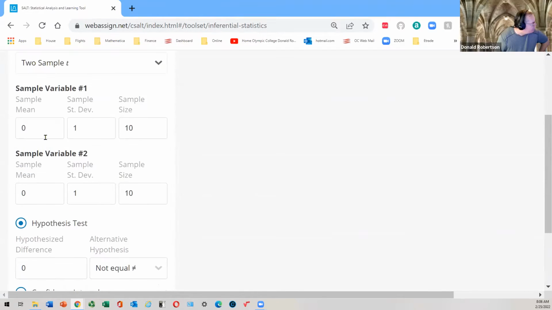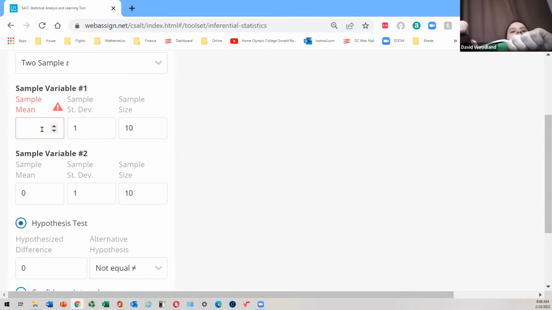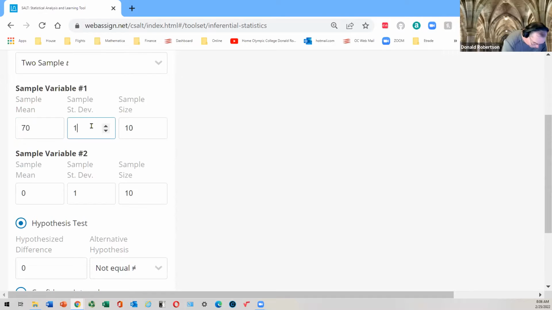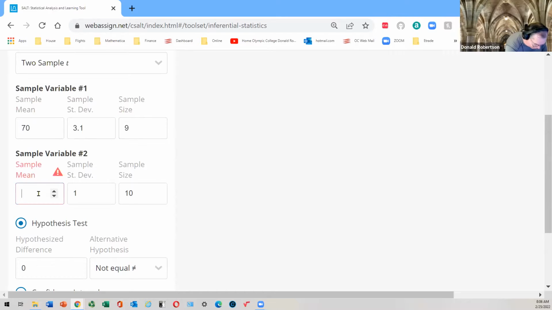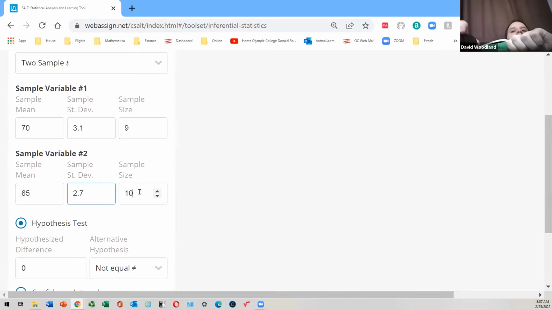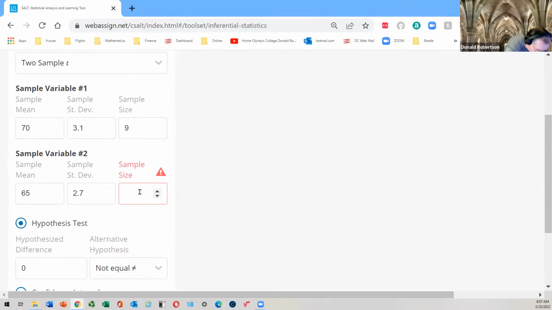I'm going to do two sample, right? And I'm just going to write down the same data that I had a minute ago. So for the males, the mean is 70, and the standard deviation for the males was 3.1, and the sample size was 9. And then the second one will be the females, and that was 65, and the standard deviation here was 2.7, and the sample size was 9 again.